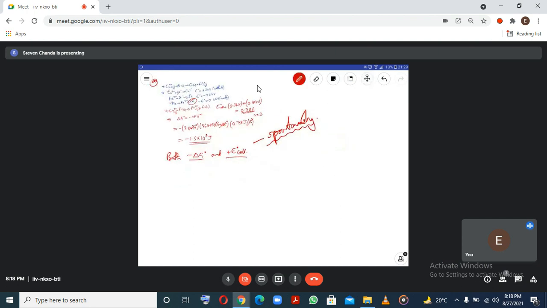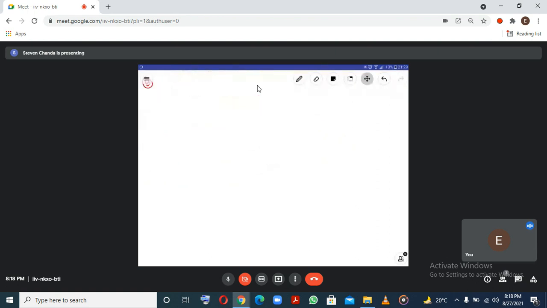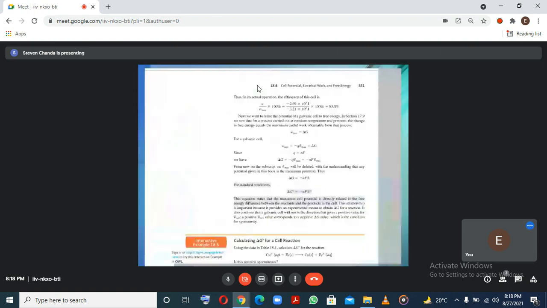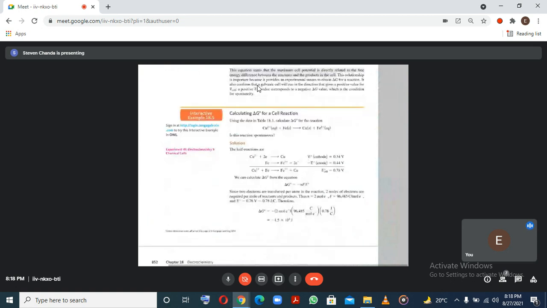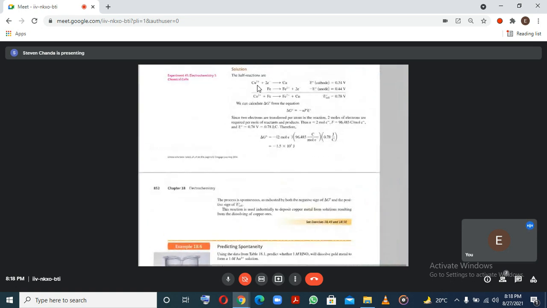So the second example is going to be, let's look at here. Using the data from table 18.1, predict whether one molarity of nitric acid will dissolve gold metal to form one mole of gold ion. Okay, so that's the gold ion. So here then you have to write the equation of how this is going to occur.